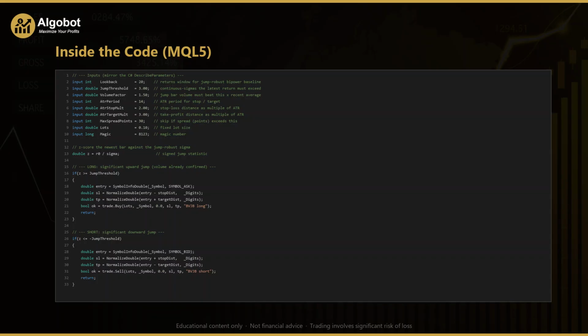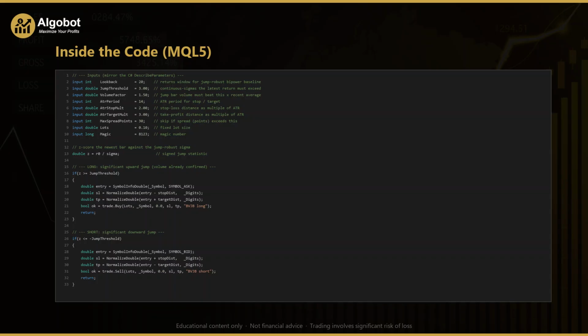That's the newest bar's log return, scaled by the jump-robust volatility, giving the signed jump statistic. The first block is the long side. The condition reads, if Z is greater than or equal to the jump threshold. When that's true, and volume has already been confirmed earlier, the strategy grabs the ask price, sets the stop loss below entry by the ATR stop distance, sets the take profit above entry by the ATR target distance, and calls trade.buy.